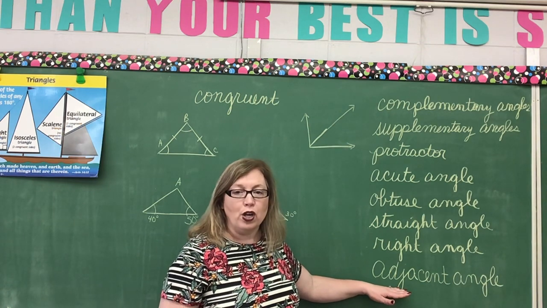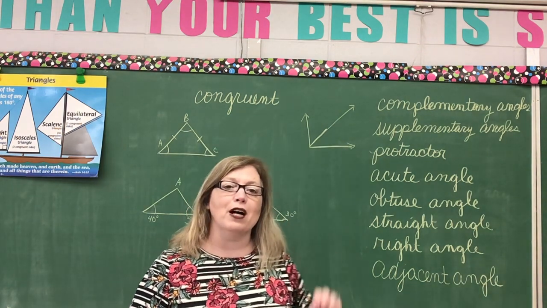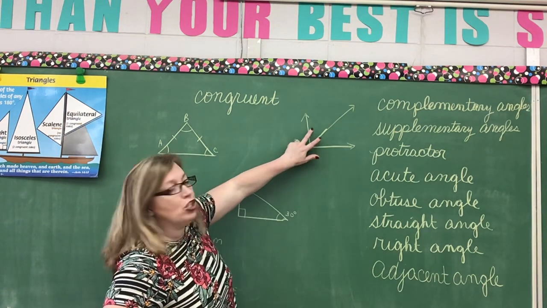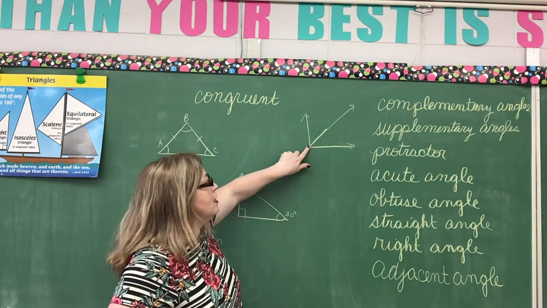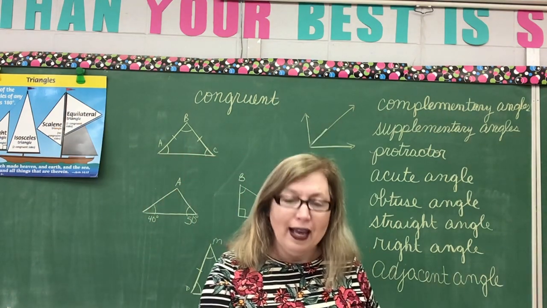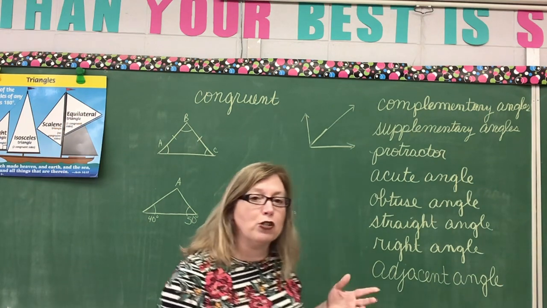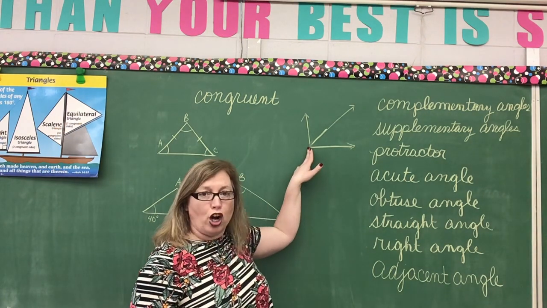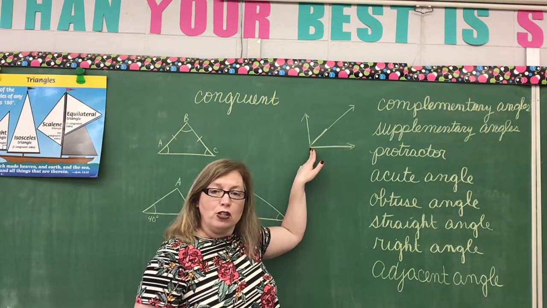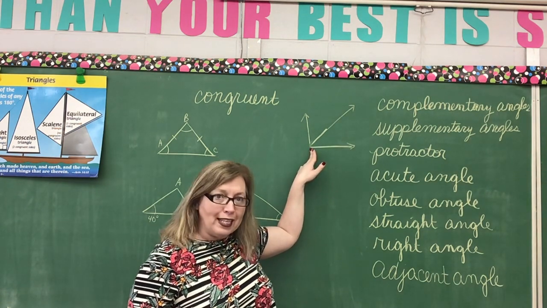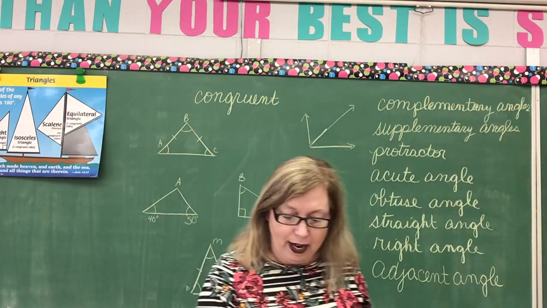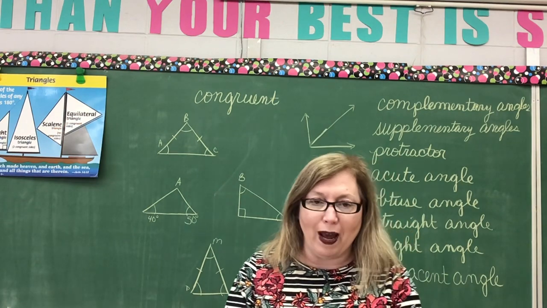Adjacent angles. Adjacent angles must share a side, okay? So these two angles are adjacent because they have this side in common, okay? They have to have the same vertex. And what was the vertex? Vertex simply meant the starting point, okay? For it to be adjacent, it must have the same starting point or the same vertex. And it must share a side between those two angles.